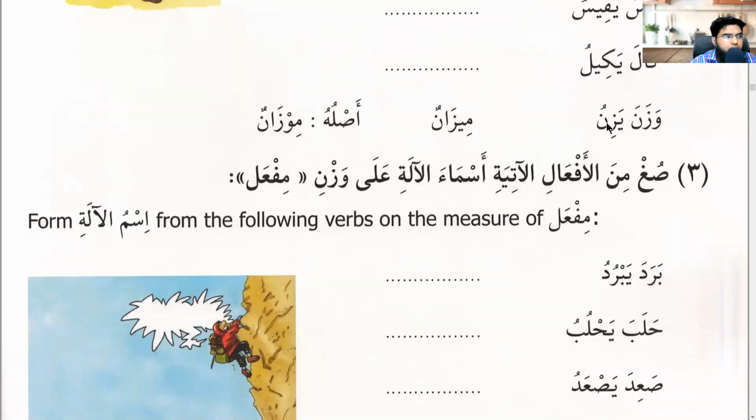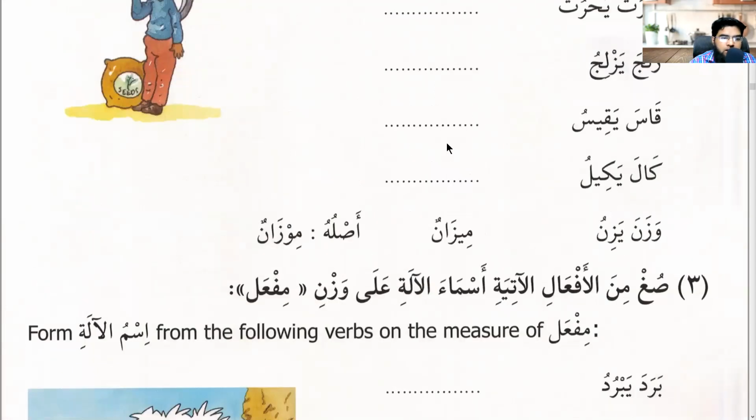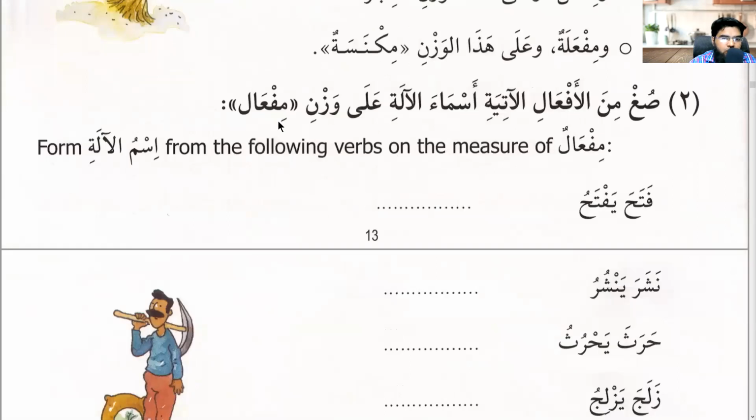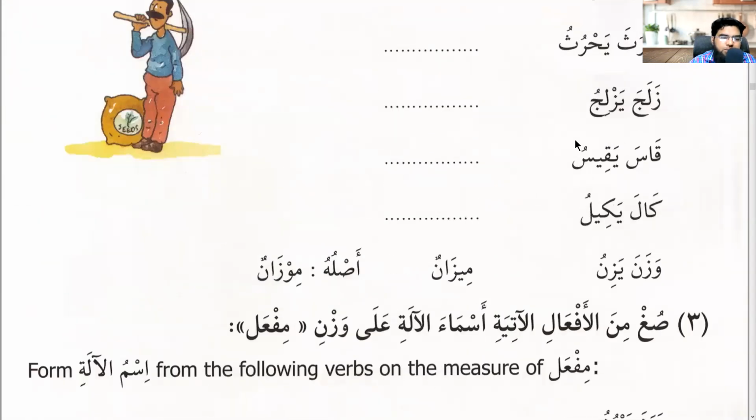Okay. So wazana yazinu, it becomes mizanun. Its origin is miwzanun. It's the same, the waw is changed because of the kasra, right? Generally, the waw after a kasra is changed to ya, mizanun. Now miwzan became mizan, to measure, a weighing machine or something. So these were the mif'al pattern. Now there's no reason, it's just made from these verbs.